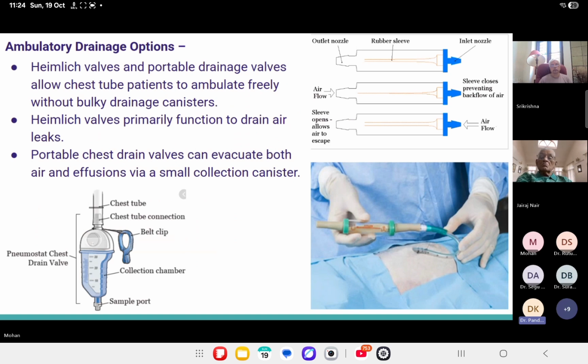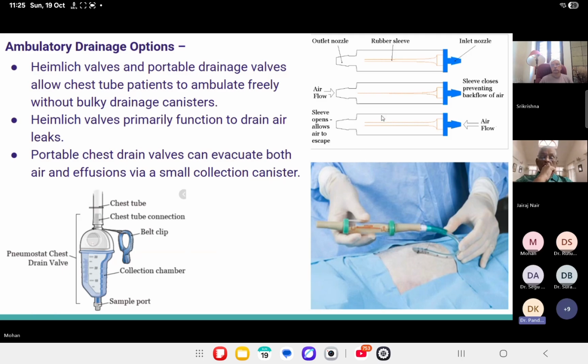These are some ambulatory drainage options, where in prolonged air leak we can discharge the patients with these devices. Heimlich valves and portable drainage valves allow chest tube patients to ambulate freely without bulky drainage canisters. Heimlich valves primarily function to drain air leaks. Portable chest drains can evacuate both air and effusions via a small connection canister. So this is the Pneumostat, which has a small canister. This can be connected in patients with prolonged air leaks without much collection coming every day.